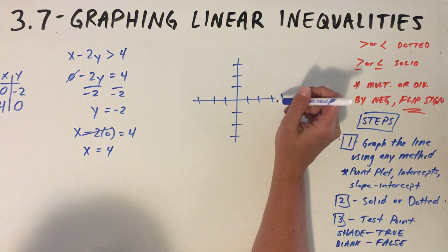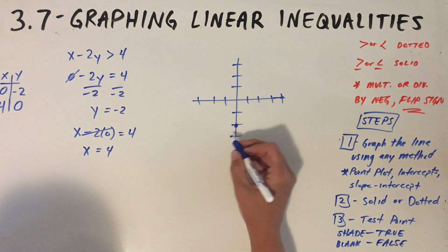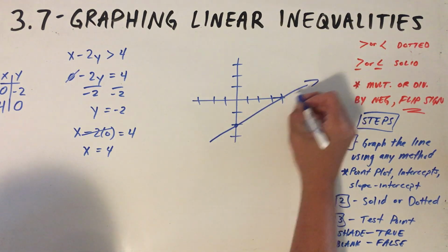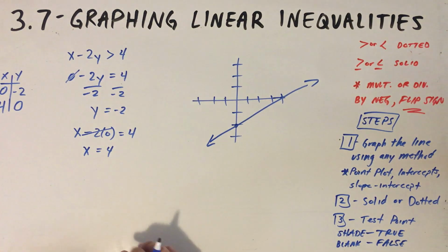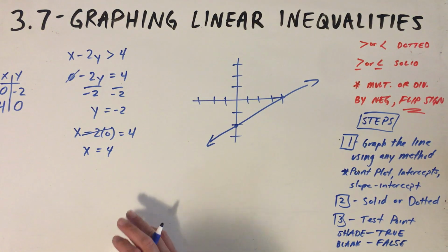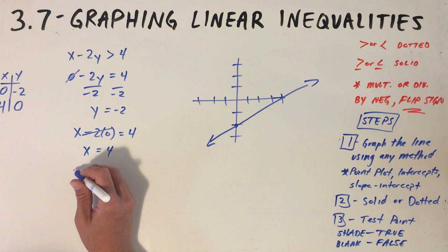All right, so I have the point (0, -2) and the point (4, 0) on this graph. So the line looks like this. This line, again, does not change just because this is an inequality. I graphed using intercepts, but I could have point plotted, or I could have solved for slope-intercept form. If I wanted to solve for slope-intercept form, I could do that.